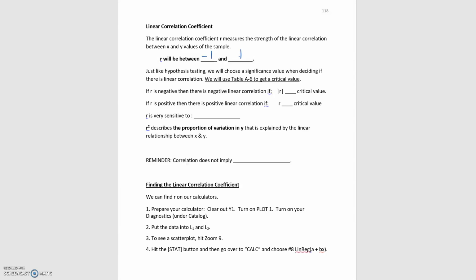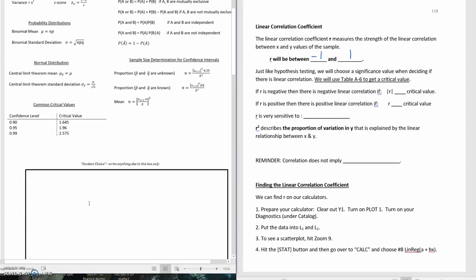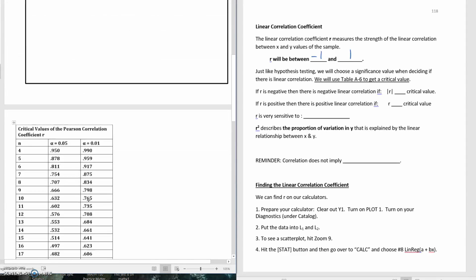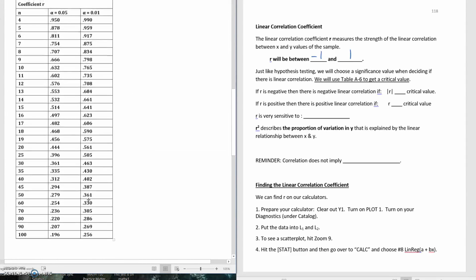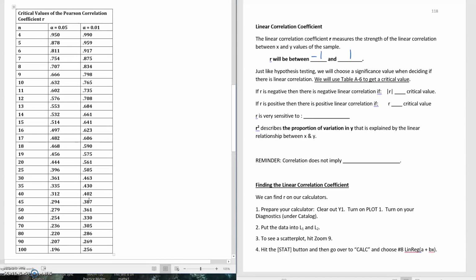Okay? So we'll choose a significance value, and we'll decide if there is linear correlation. Now the table we need is on our formula sheet. So I'm going to pause that and pull it up. Okay, so here's our formula sheet, and for the first time, we'll be using the values on the second page. This is the table we're going to use to help us decide if there is correlation.